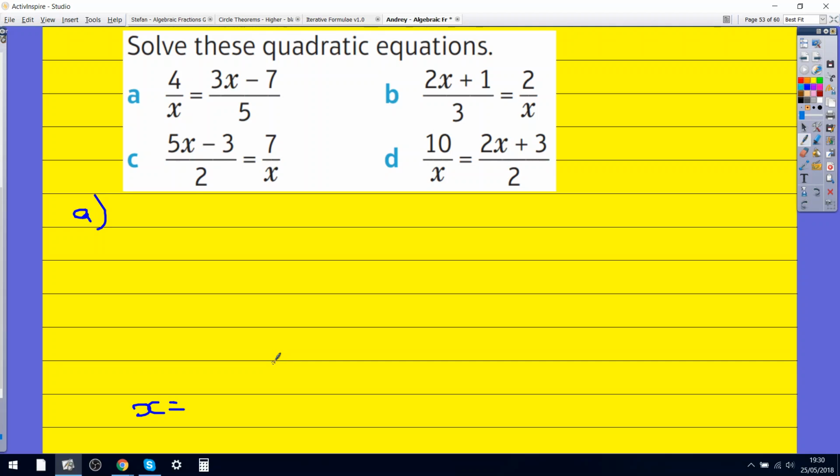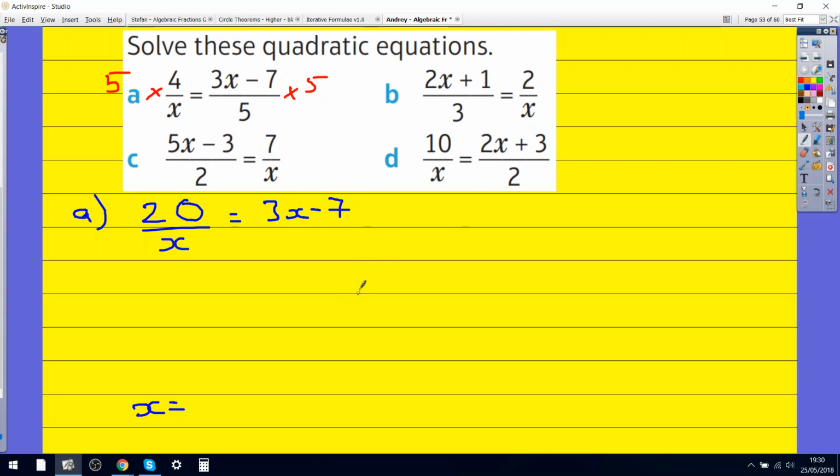It's one of the first things you do. You take the 5 on the fraction on the right and times it by the fraction on the left. So times both sides by 5. What do you get? 5 times 4 over x equals 3x minus 7. And what is 5 times 4? 20. So 20 over x equals 3x minus 7.